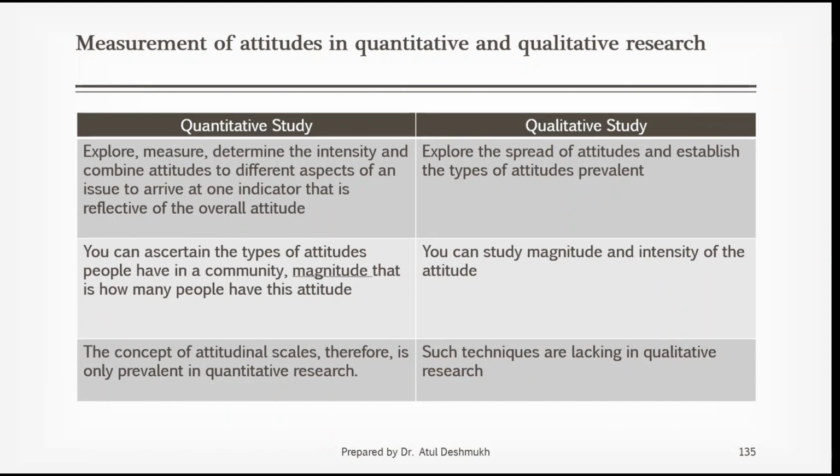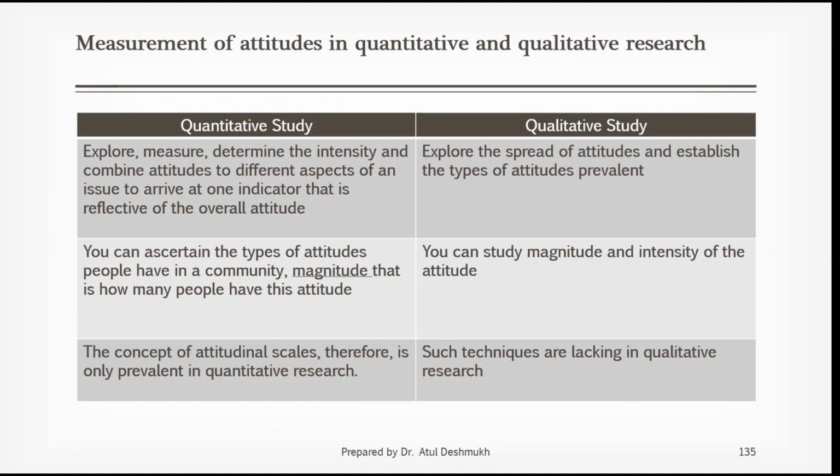In qualitative research, it explores the spread of attitudes and establishes the types of attitude prevalent. So what kind of attitude is available when you are dealing with the people who have gone through the Bhopal gas tragedy? There are different families who have gone through it. They may have their individual stories; each family will have a different story to tell. So here you will check the spread of attitude. Spread of attitude means whether it is positive, negative, or the entire spread, whether it is spreading from the positive direction to negative or negative to positive. So what kind of spread that particular situation or phenomenon has is explored in qualitative research.